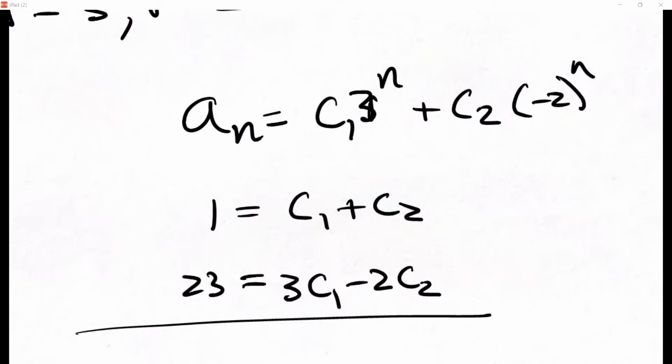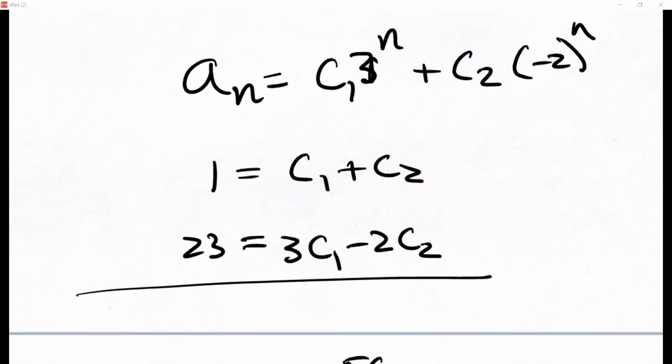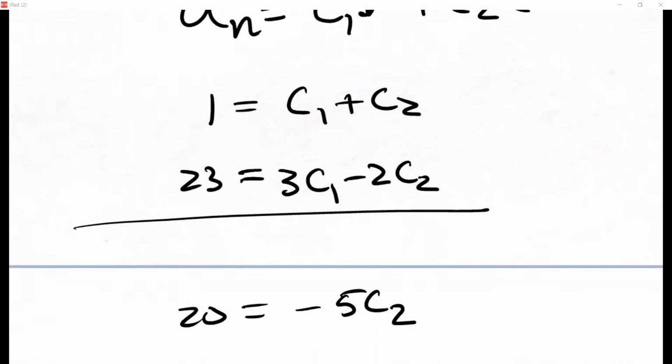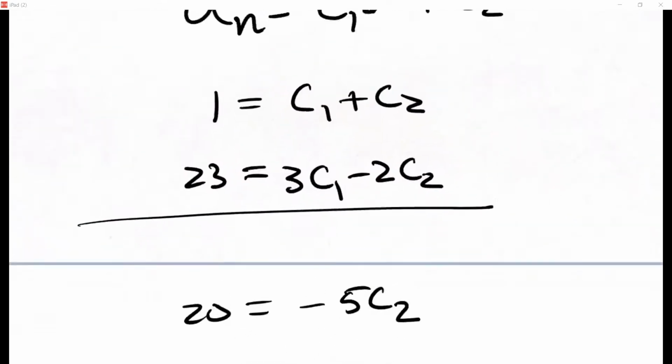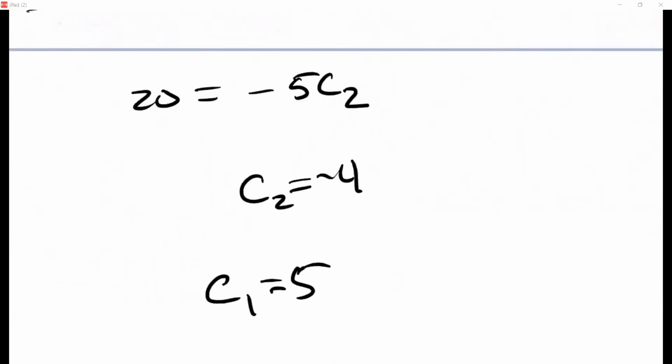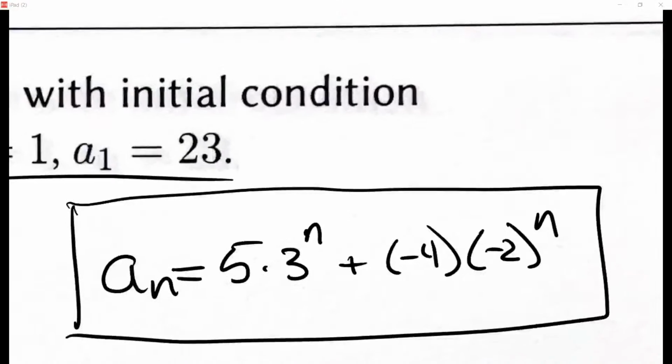And then I used elimination. I multiplied the top one by 3 and then subtracted and got this. And then the answer I got was C2 is equal to -4. And then it was simply plug that into the first equation to get C1 is equal to 5. So my final answer is right there. So 5 times 3 to the n, -4 times -2 to the n. Beautiful, isn't it? All right, very nice.